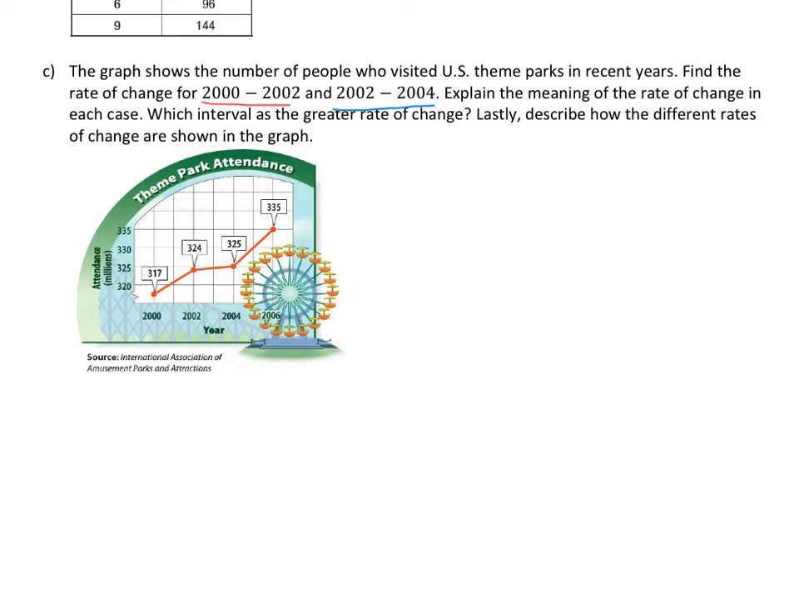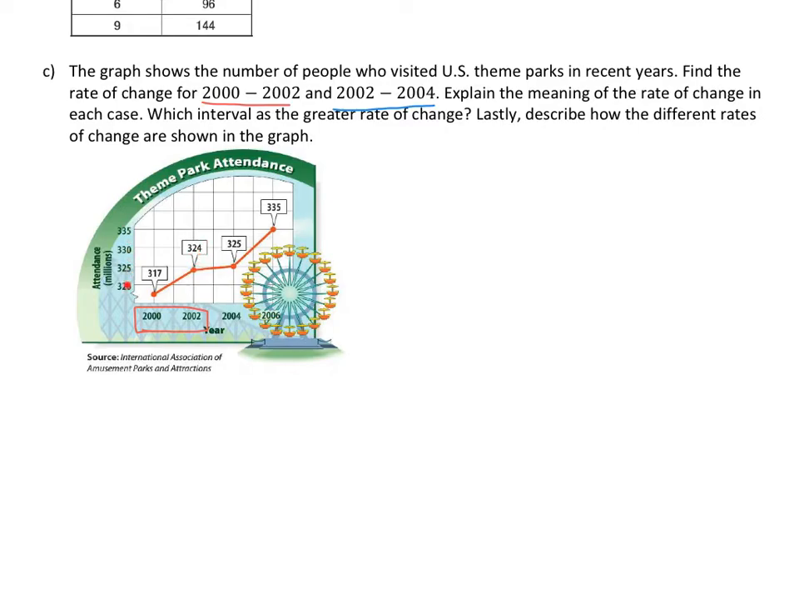So let's break this apart piece by piece. The first thing we have to do is find the rate of change for the two different groups of years. So let's look at just 2000 to 2002. In 2000, the attendance was 317. In 2002, the attendance was 324. Well, to find the change, I need to subtract those values.